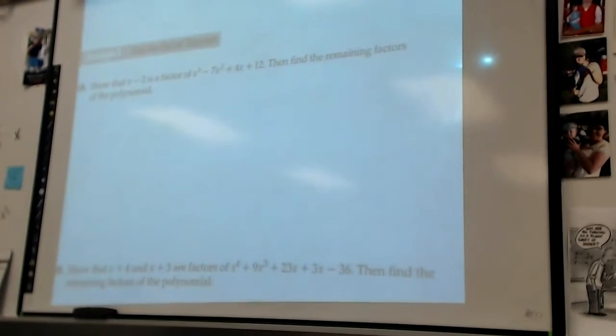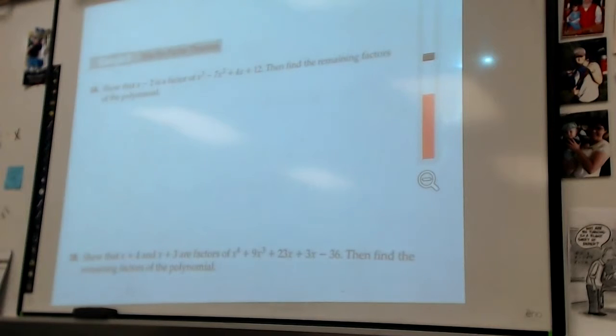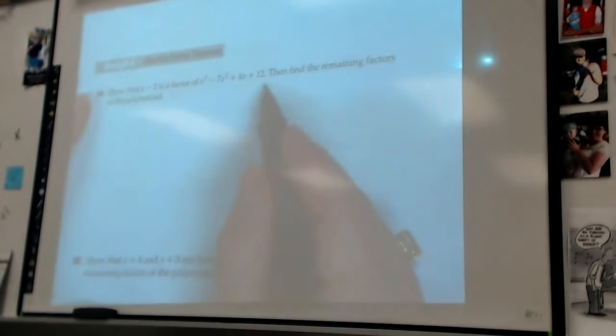Show that x minus 2 is a factor of x cubed minus 7x squared plus 4x plus 12. Then find the remaining factors of the polynomial. All right, so basically they're telling us that x minus 2 is a factor, but we've got to show that or prove it. So how would we do that? Synthetic division, and we should get a remainder of 0. There you go. So do we have any missing terms?